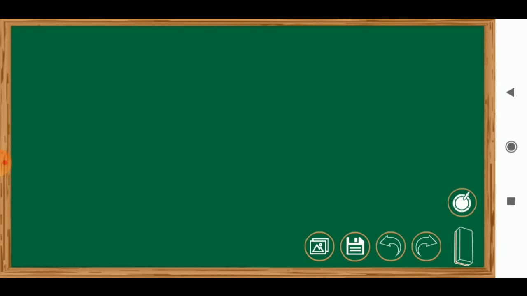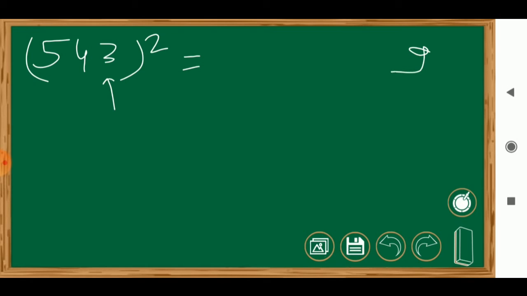Suppose we have to find the square of 543. Then firstly we square the unit place digit, meaning 3 squared, which is 9. After that we multiply 4 into 3 into 2. 4 times 3 is 12, times 2 is 24: 4, 2 carry.